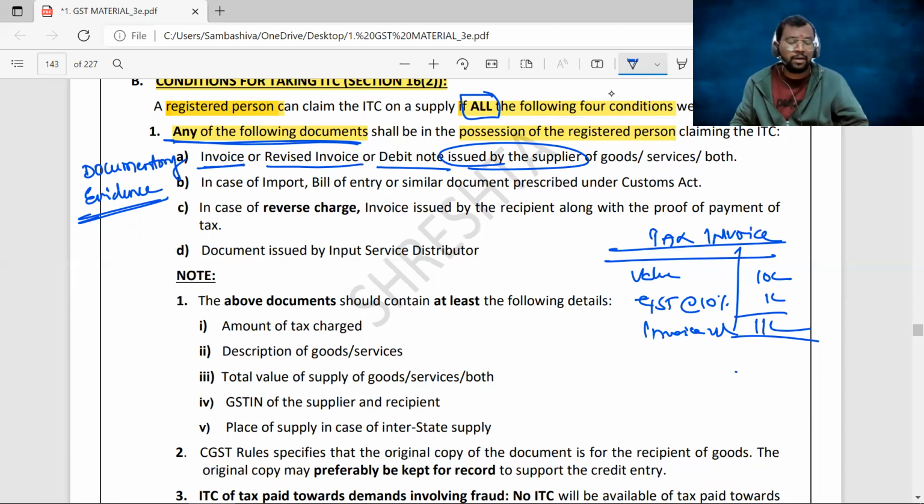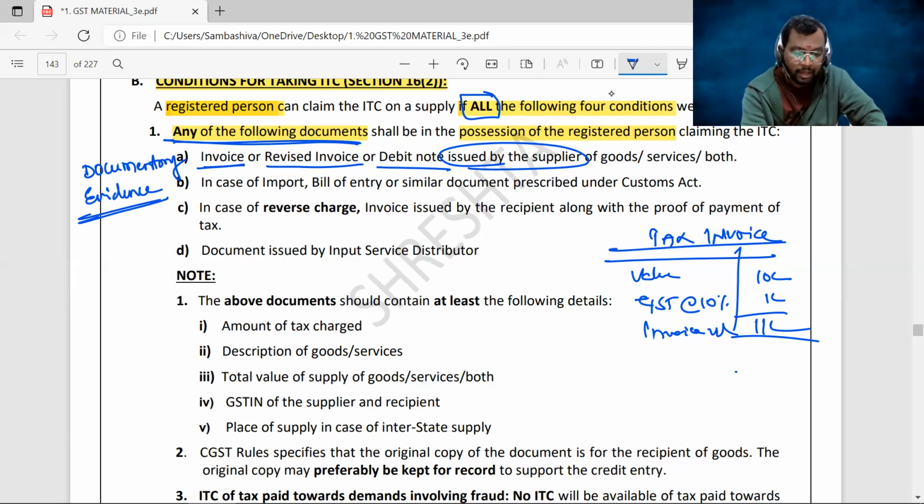Sir, the concept of revised tax invoice and debit note, I will explain to you in chapter number 8. That's the appropriate place to discuss; it's not the right place to discuss now. Clear? So for the time being, just remember that any tax invoice, revised tax invoice or debit note issued by the supplier, we can produce as evidence and claim input tax credit.